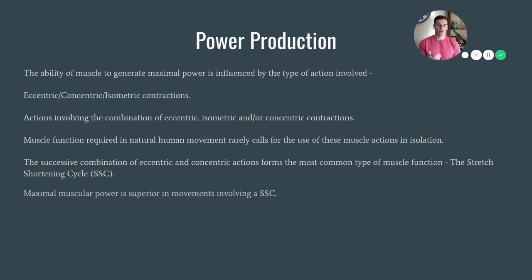Again, we can use running as an easy example. Every time you take a stride, or every time you jump, or every time you kick a football, there is an element of the stretch shortening cycle involved. It's not something we're going to talk about too much now, but when we start to talk about power, utilizing that stretch shortening cycle is a big thing. And if you've ever come across or used plyometric training, a big part of that is the stretch shortening cycle.